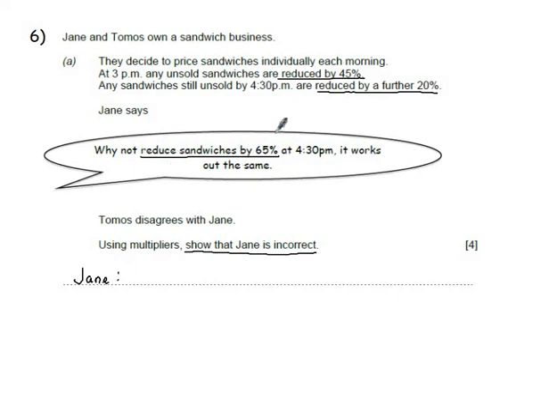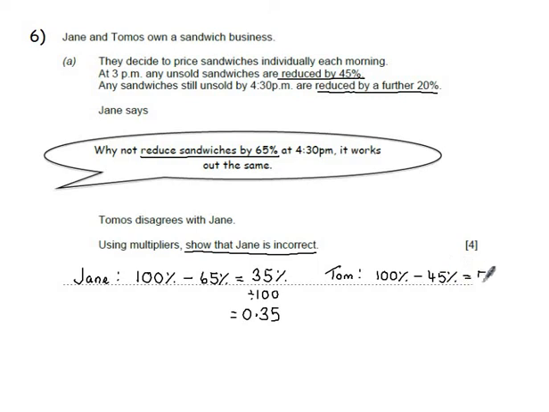So reduce, take away. So remember, we always start with 100%. We're going to take away the percentage she says, so take away 65% gives us 35%. Change to the decimal, divide by 100 gives you 0.35. So Jane's multiplier is 0.35. Tom decided the reductions up here, so we're going to work out Tom's multiplier now. So we've got, first of all, he reduces them by 45%. So 100%, take away that 45%, gives us 55%. Change to a decimal, so divide by 100, gives you 0.55.